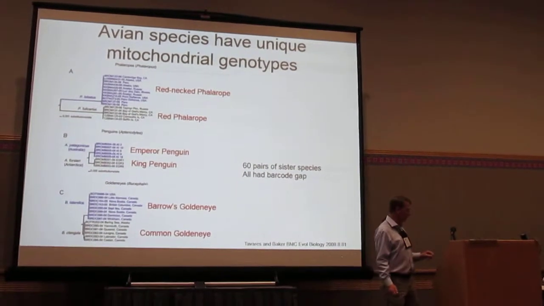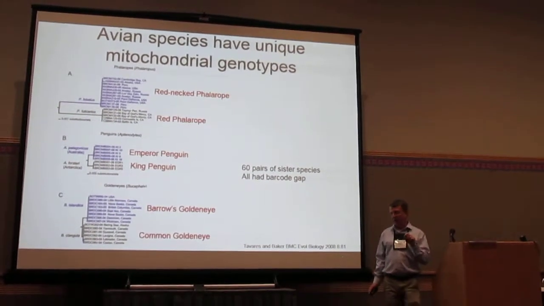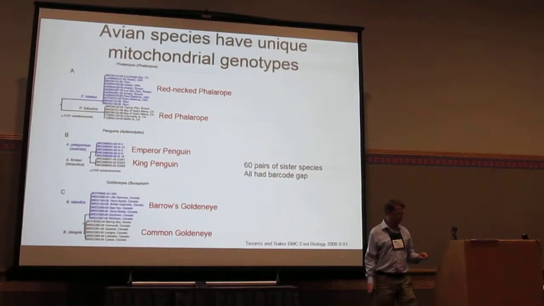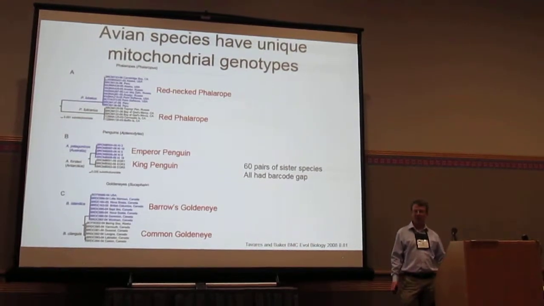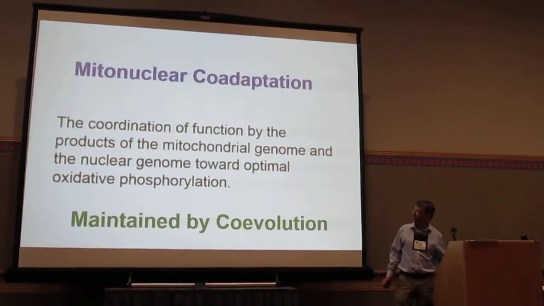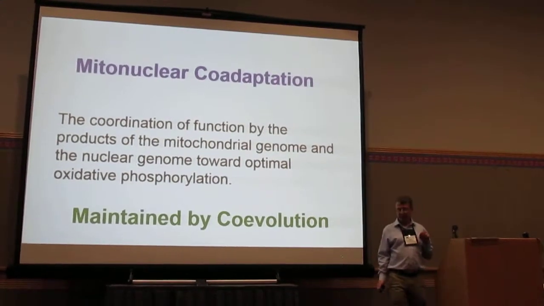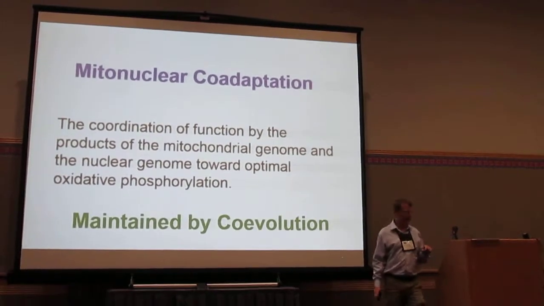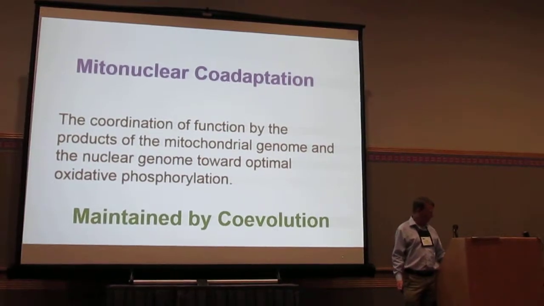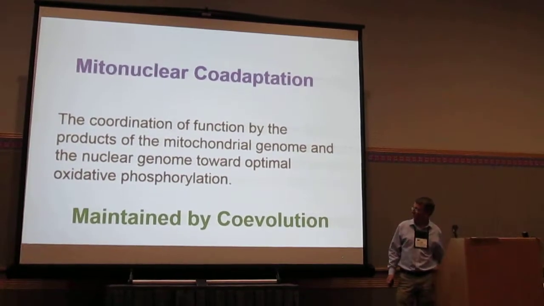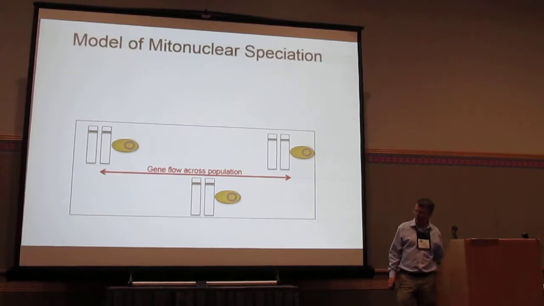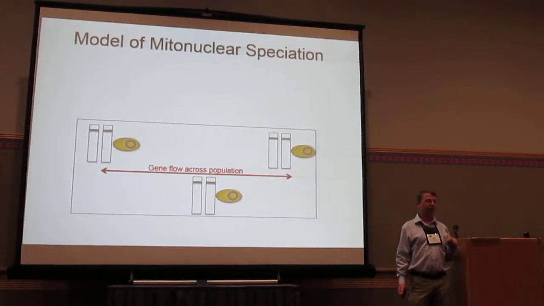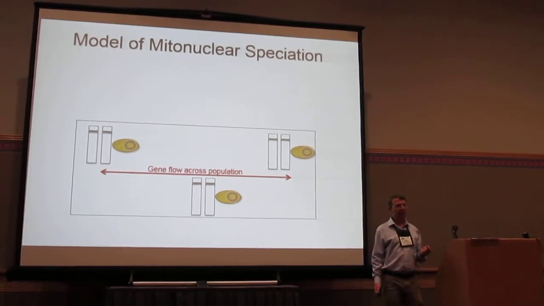So this is really a striking observation that avian species have unique mitochondrial haplotypes. Now, there's a number of explanations for this, but I want to consider that this could be a product of the necessity for mitonuclear coadaptation maintained through coevolution. And we can make this point most effectively with just a simple descriptive model of allopatric speciation, just like we would teach in sophomore evolution.